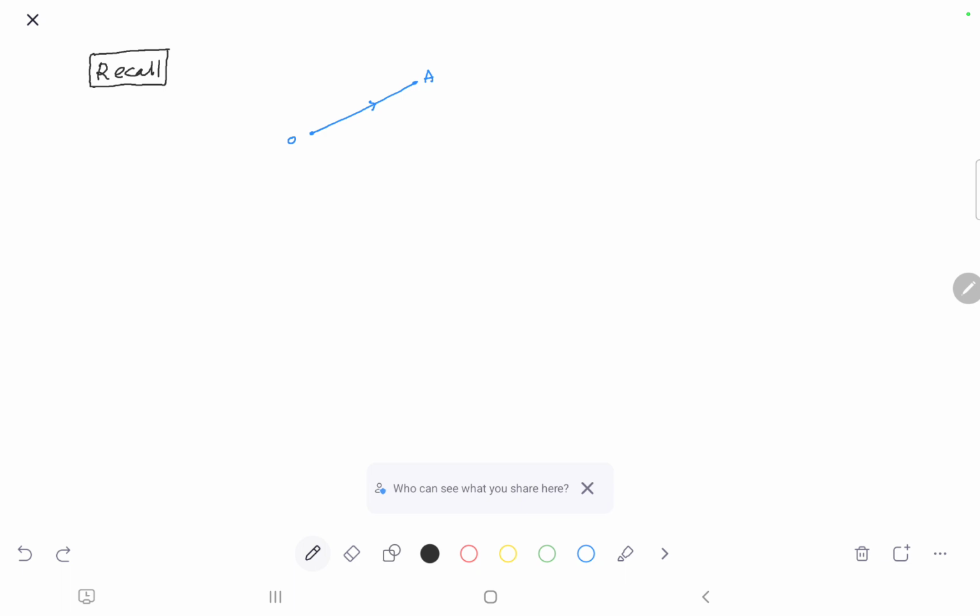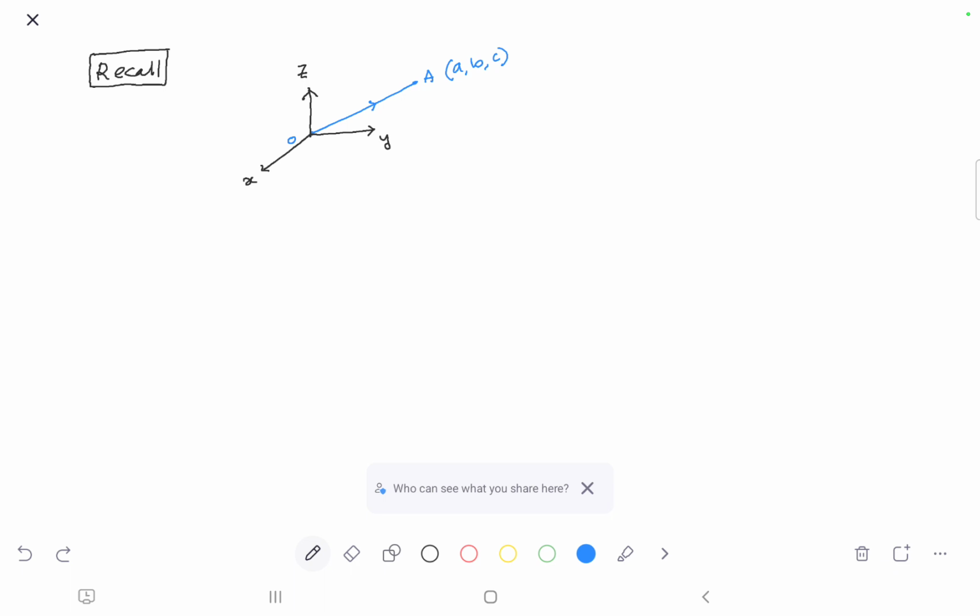Now we consider the x-axis, y-axis and z-axis, right? So like that, x, y and this is z. Then the point A will have a coordinate. So let's say the coordinate is A, B, C with respect to this coordinate axis x, y, z.